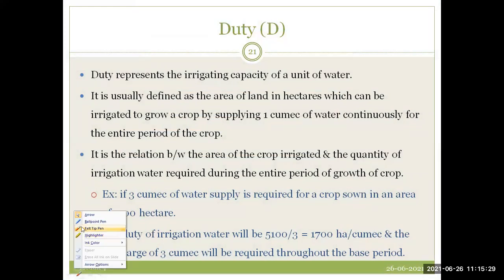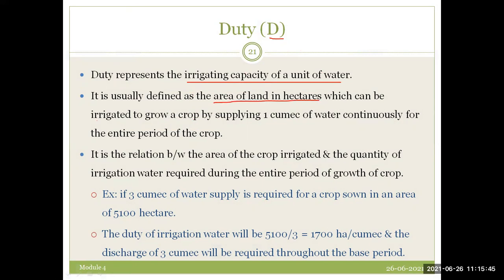Duty can be said as the irrigating capacity of a unit of water. It is denoted with the symbol capital B. The area of land in hectares which can be irrigated to grow a crop, by supplying 1 cumec of water continuously for the entire period of the crop, is called duty. In simple terms, it is the area which can be irrigated by supplying 1 cumec of water throughout the period of the crop.